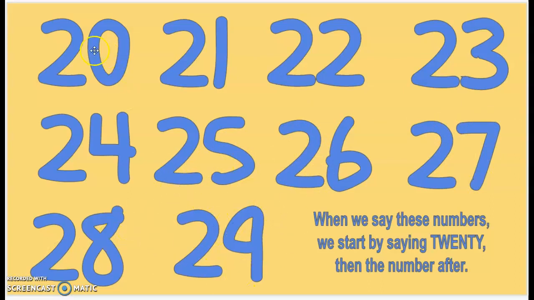Awesome. All right. And so you just say 20, and then this number's name. Good. So 20, 21, 22, 23, 24, 25, 26, 27, 28, 29.